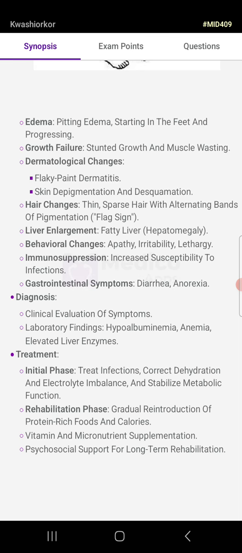Treatment, initial phase: treat the infection, correct dehydration and electrolyte imbalance, and stabilize the metabolic function. Rehabilitation phase: gradual reintroduction of protein-rich foods and calories, vitamin and micronutrient supplementation, psychosocial support for long-term rehabilitation.